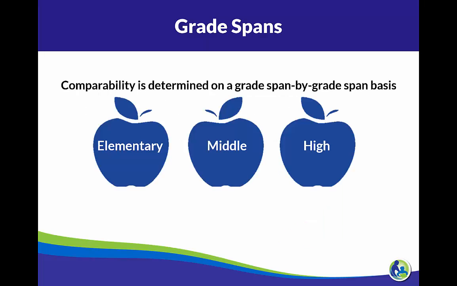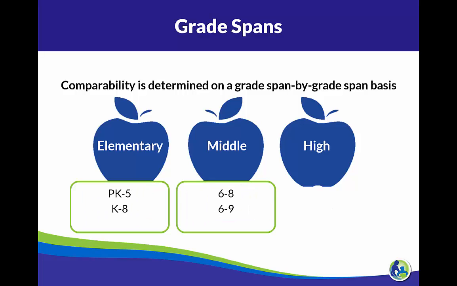In Wisconsin, comparability is determined on a grade span by grade span basis. The online comparability report separates grade spans into three categories: elementary school, middle school, and high school. Some grade spans might not fit cleanly into these categories. In those instances where grade spans don't align well, comparability might not be necessary, and you should contact your DPI Title I consultant to see if you need to complete the comparability report.